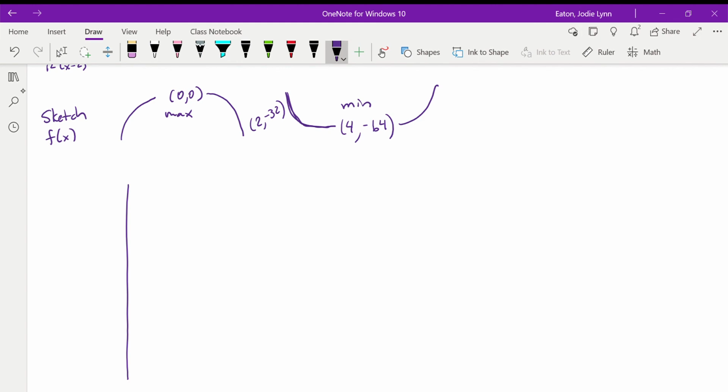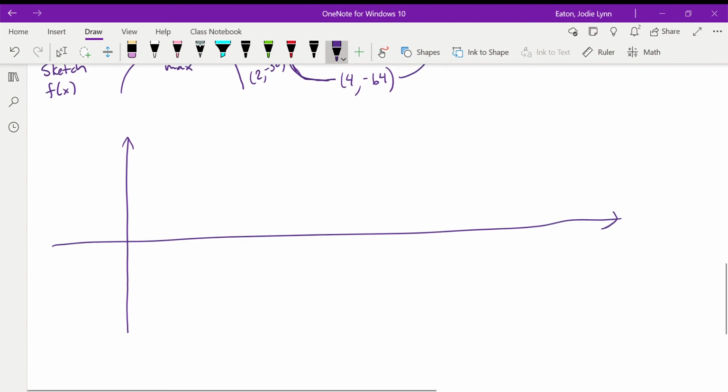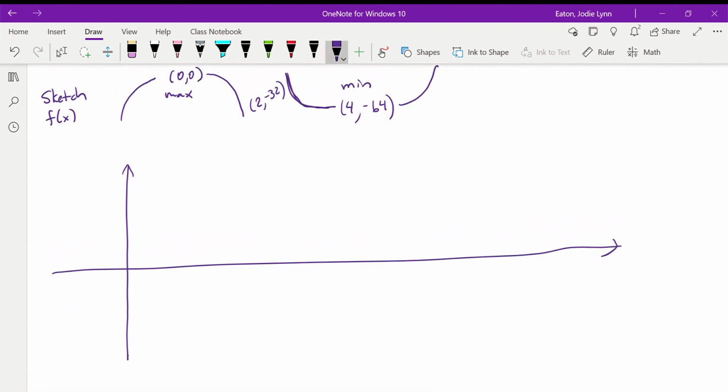Okay, so we are going to go right here, and I'm going to use the information that I have here to notice that I'm going to want a little bit more maybe below the x-axis than I need above. And I'm also going to scale like negative 30 and negative 60 because I want to be able to fit everything on here, because I know I'm going to have to reach a minimum at 4 comma negative 64.